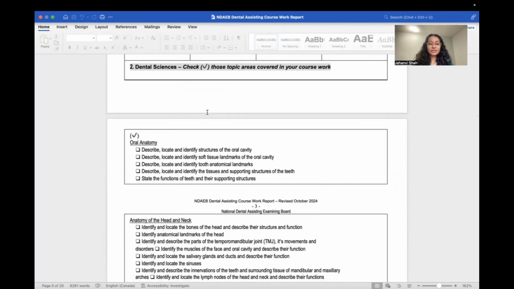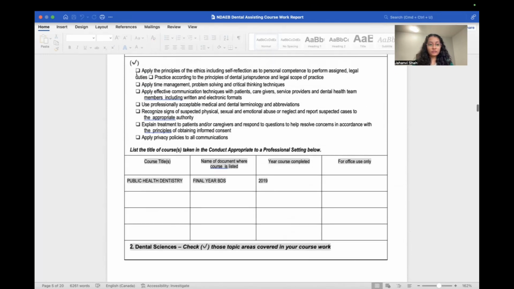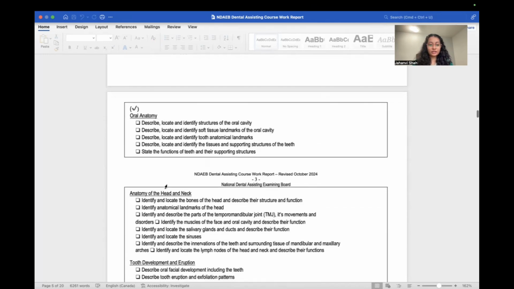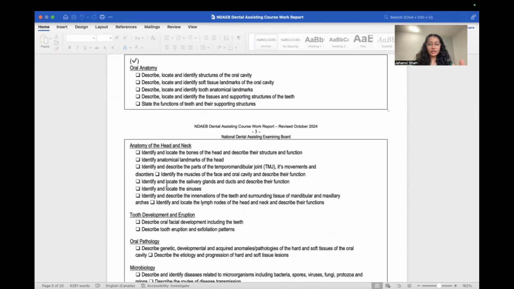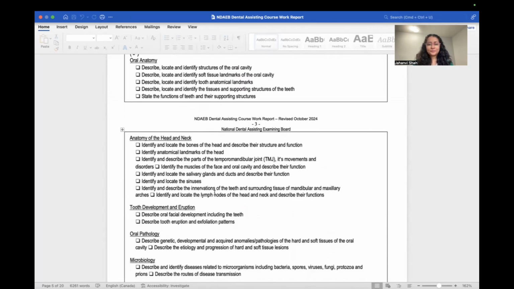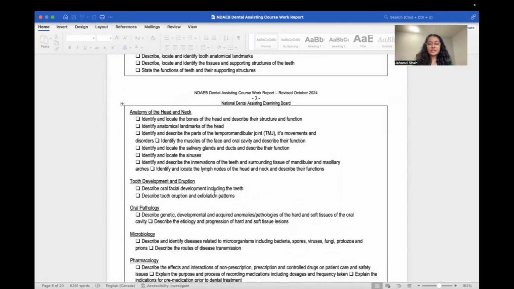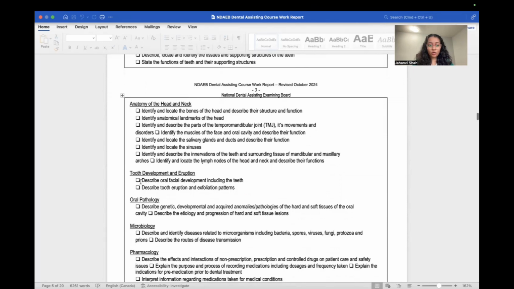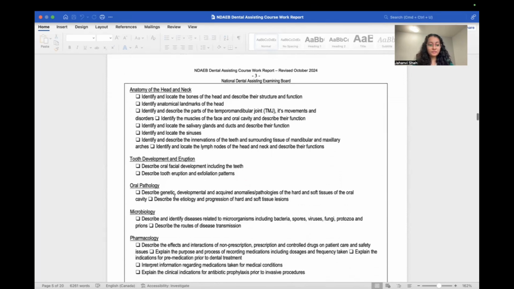Now, the second one is the dental sciences. You have to check all of the ones which you have read, so that they know this is what you have done in that particular course of the year. Describe, locate and identify structures of the oral cavity, soft tissue landmarks of the oral cavity, tooth anatomical landmarks, supporting structures, bones of the head and neck, anatomical landmarks of the head, TMJ, muscles of the face, oral cavity. You have to tick them all, whichever you have studied, I mean.